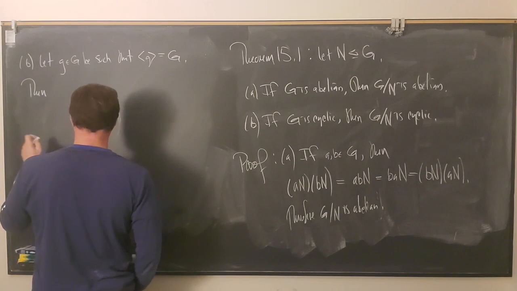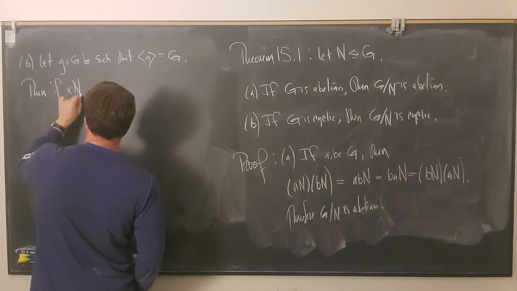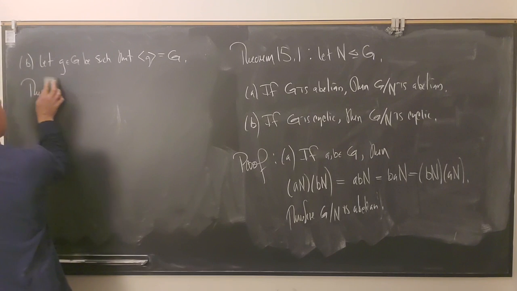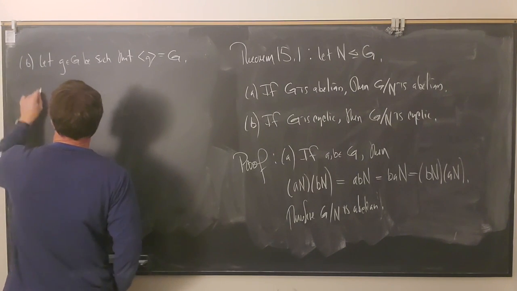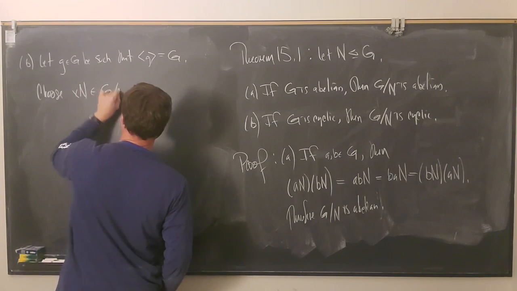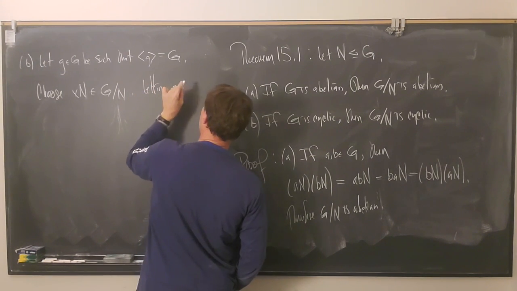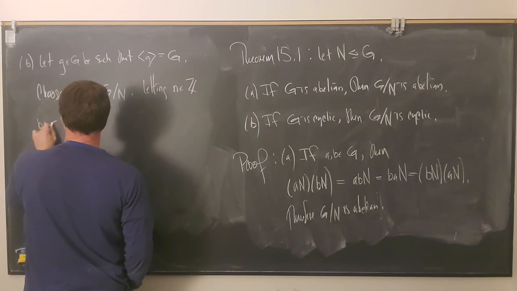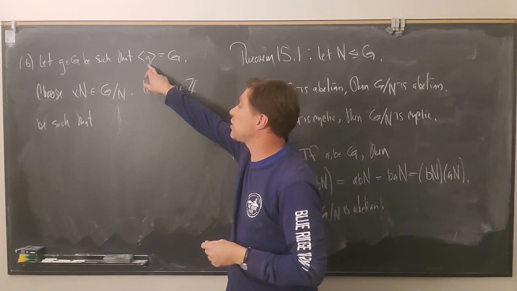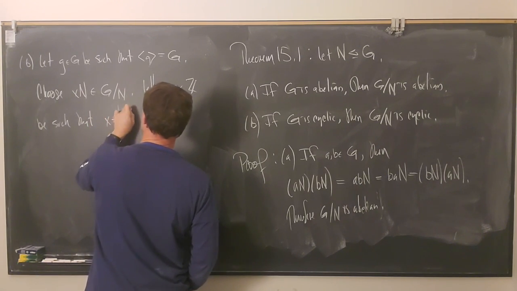So let's choose x times N in G mod N, letting little n in Z be such that, now what do we know? X is an element of capital G, and because little g is a generator, we know that x is equal to g to the n for some n. So be such that x is equal to g raised to the n.